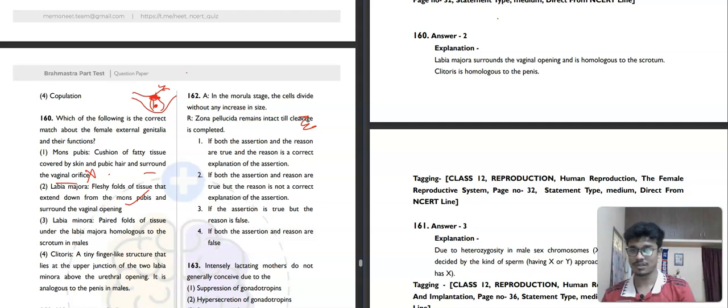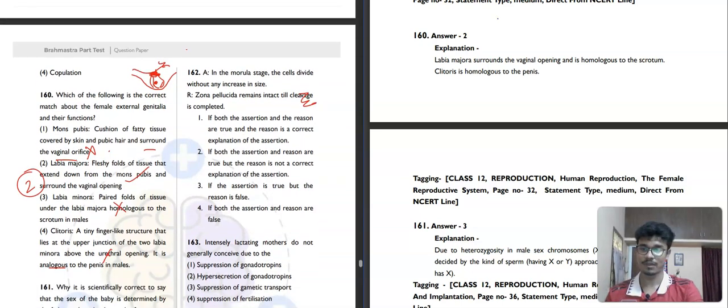This is basically the labia majora. Then labia minora, paired fold of tissue under labia majora. Homologous to scrotum? No, that is homologous to the penis in male. This is not correct. Then clitoris, a tiny finger-like structure that lies at the upper junction of the two labia minora above the urethral opening. It is analogous to penis in males? This is homologous to penis in males, not analogous. This is the incorrect one. This is a very good, confusing question. The second option is our correct answer.